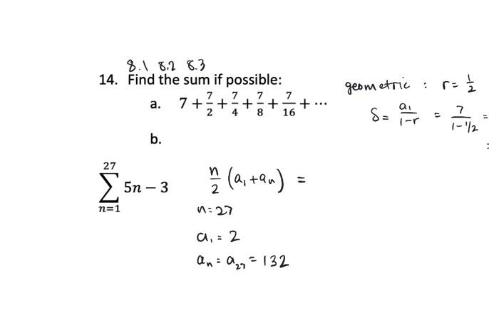So we replace now n is 27, so this is 27 divided by 2. The first term a sub 1 is 2, and then the last term there, the 27th term rather, is 132. And then multiply those two together to get the sum of the first 27 terms. And that's 1,809.